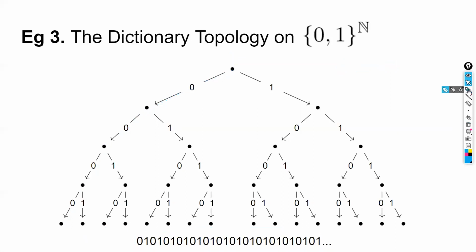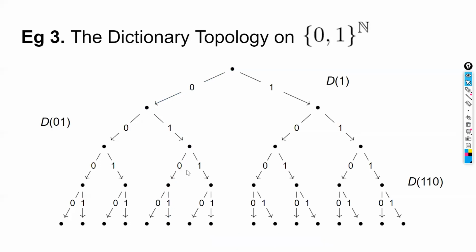Okay, so let's take a look at the alternating sequence. What actual path does this one correspond to? So we start with a 0, and then we do a 1, and then we do a 0, and then we do a 1, and then we're going to keep going on like that.